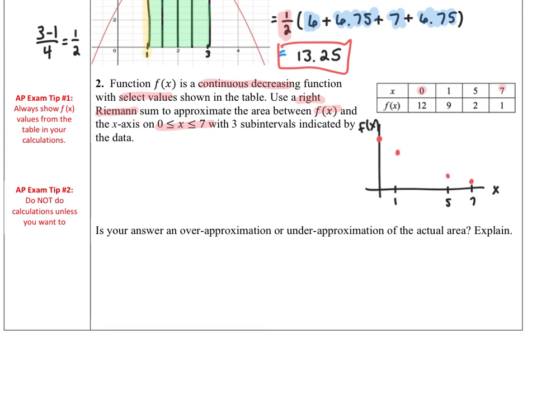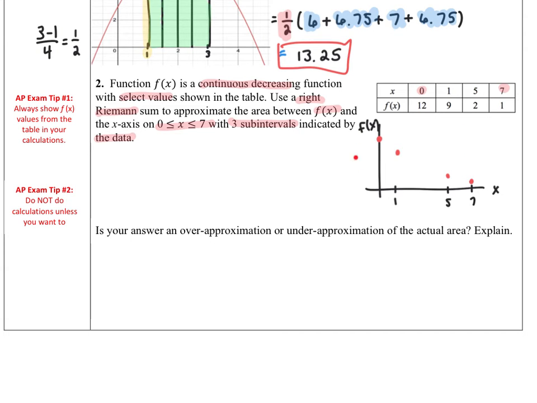That encompasses the whole table. And it says to use 3 subintervals indicated by the data. What this means to me is they don't have to be equal length. I'm going to go based on however it's broken up in the table. So from 0 to 1 is one interval, from 1 to 5, and then from 5 to 7.